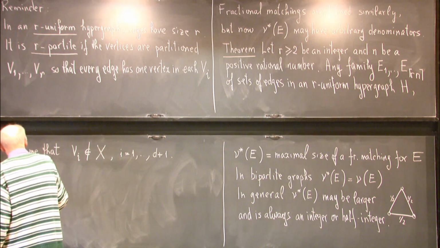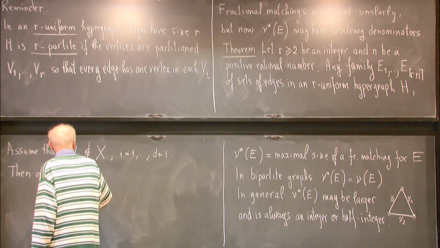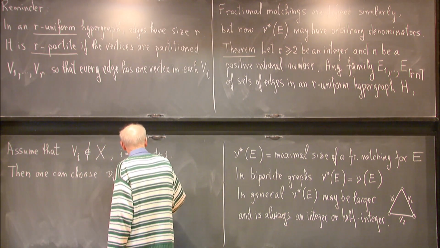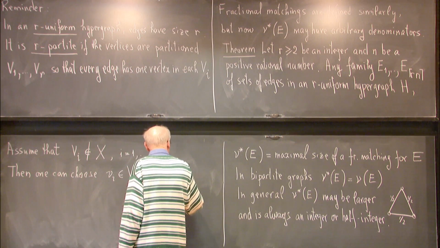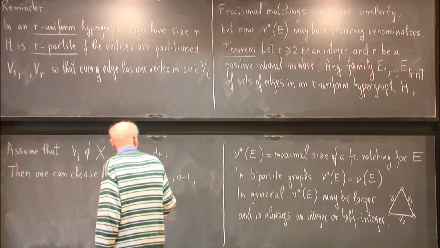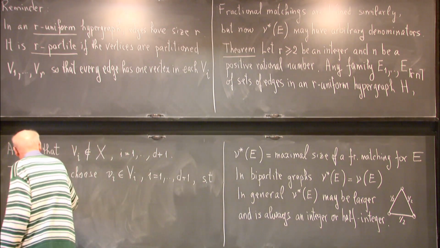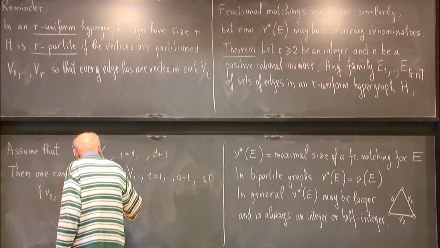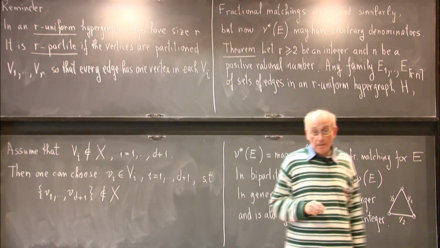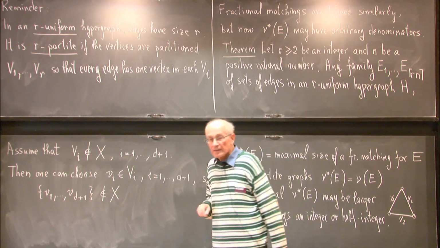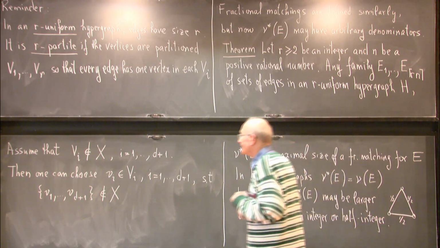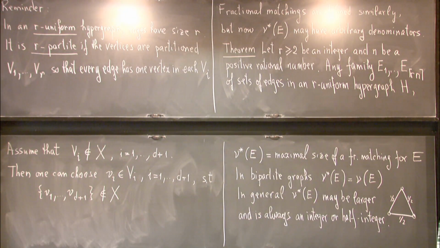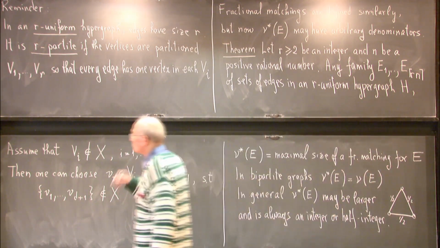Then one can choose v_i in V_i, for i from 1 to d plus 1, such that {v_1, up to v_{d+1}} is not in the complex. So if you understood what I said before, then this theorem gives you directly Lovász's colorful Helly theorem. And this was the main motivation of Kalai and Meshulam.